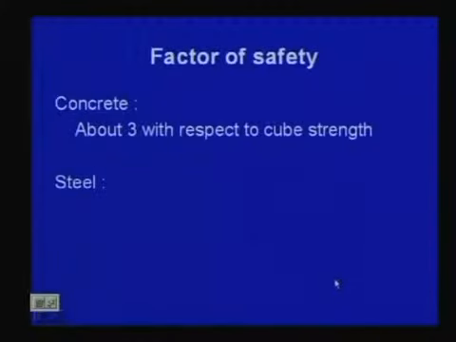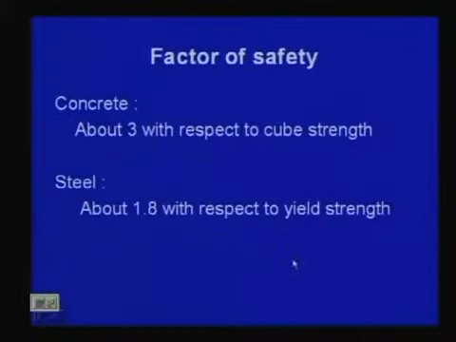For steel, we consider about 1.8 with respect to yield strength. So, for steel the yield strength, we have to divide by 1.8 and then we shall get the corresponding permissible stress in steel. So, that is the one freedom you are getting in your design. Based on your experiment of a definite sample, we shall get the yield stress or cube strength. From there we can find out the corresponding permissible stress.